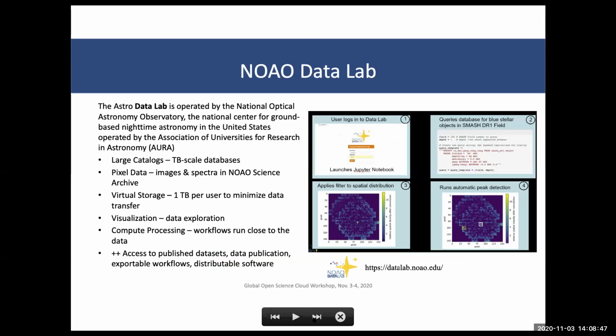This is the NOAO Data Lab. The NOAO Data Lab is operated by the National Optical Astronomy Observatory, the National Center for Ground-Based Nighttime Astronomy in the United States. The science platform provides large catalogs, pixel data, virtual storage, visualization, computer processing, and other services for its scientific users. You can see the URL, and if you are interested, please visit the website.